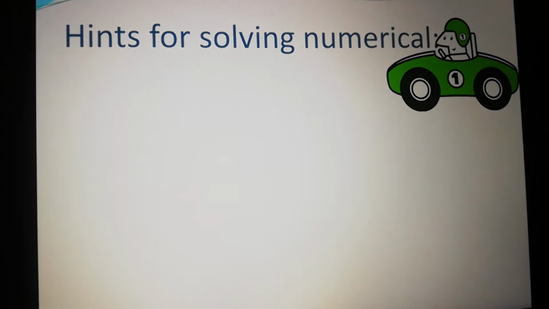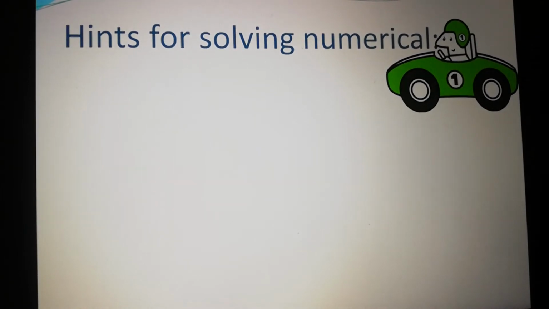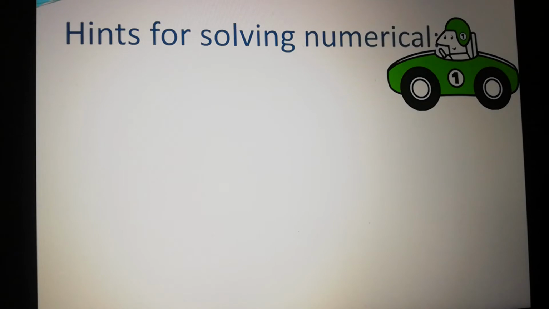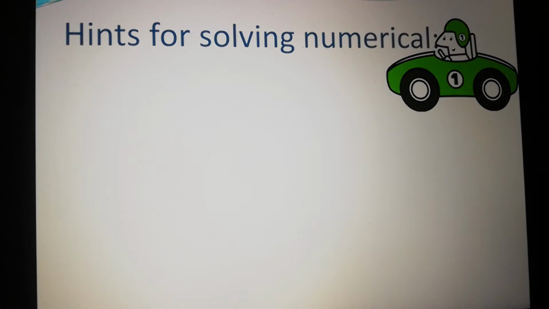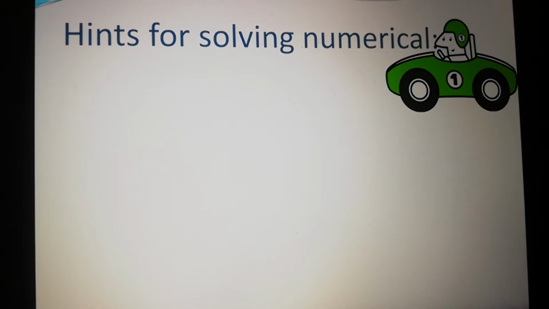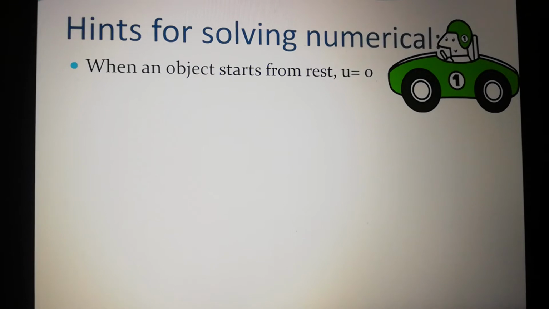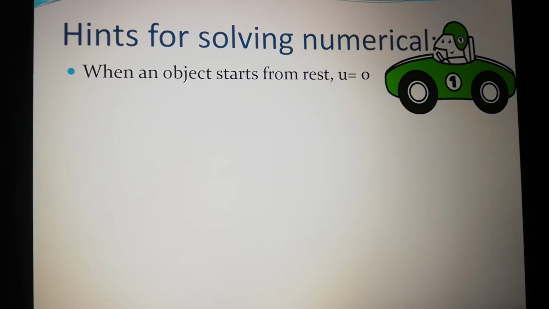Okay, now in this numerical you have two velocities, initial velocity and final velocity. If in the numerical it is denoted that an object starts from rest, then you have to assume that initial velocity u is 0. It will not be given that u equals 0 in the numerical, but from this phrase, when an object starts from rest, you have to understand that u equals 0.